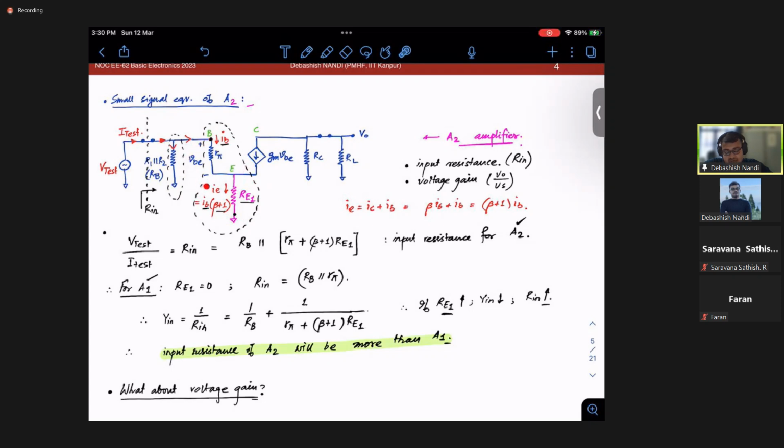So your effective VBE is getting reduced from the input voltage. So eventually your current will reduce and your output voltage will reduce. That means your gain will reduce. This you can do by intuition also, but in the beginning it is suggested that you go for this circuit analysis, right? And make yourself familiar with it.